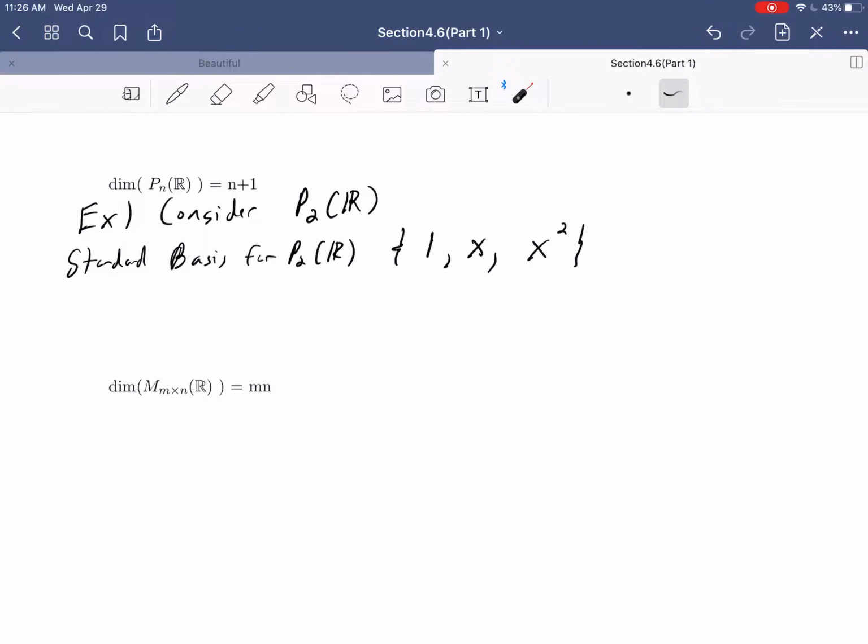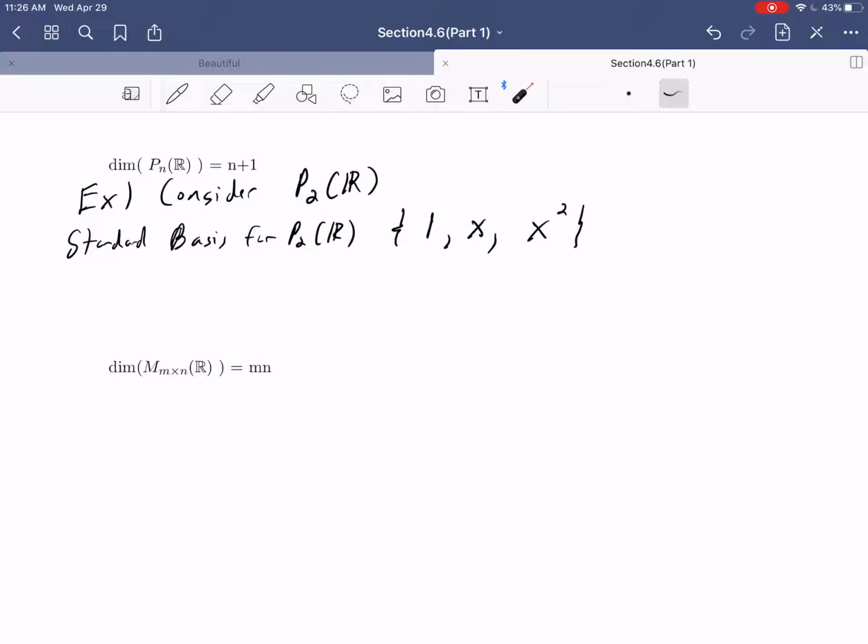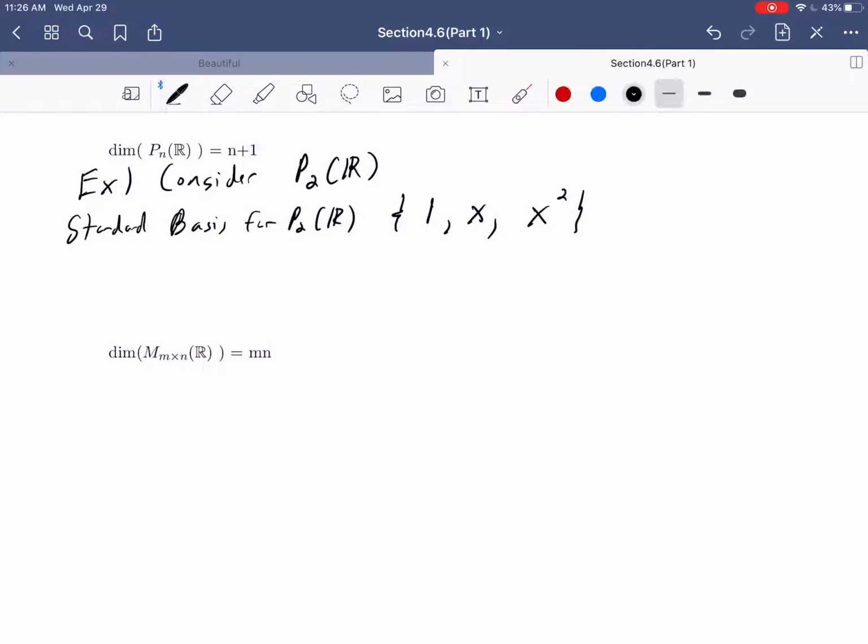All right, last one I want to talk about here is the dimension of the m by n matrices. It turns out that that dimension is just m times n, which tells you that the concept of dimension is directly related to the concept of the size of a matrix. So, as an example here, let's consider, how about M2,3 of R? So the 2 by 3 matrices. What would be a standard basis?